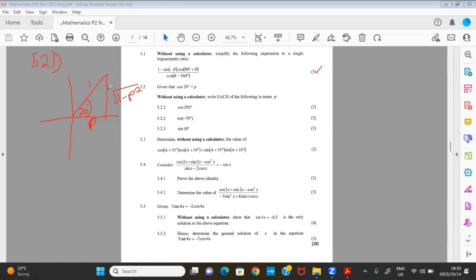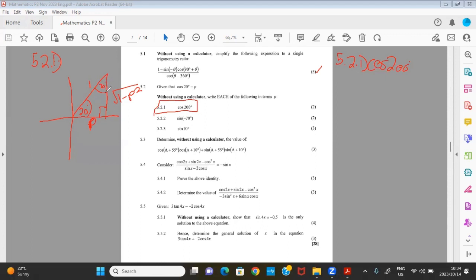So 5.2.1, they say cos of 200. So that's what they want us to look for. And they are only offering 2 marks. So let's see. I have now 90 degrees here. So 90 minus 20 degrees, that's going to be 70, right? So that means I have an angle of 70 degrees here.